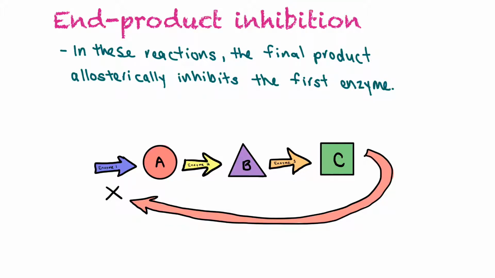A real-life example of this would be the reaction where threonine, which is an amino acid, is converted into isoleucine, which is the end product, and there's a whole bunch of intermediates along the way. As isoleucine levels rise, it will bind to an allosteric site on enzyme 1 and inhibit it, and then it stops the pathway, so no more threonine can be converted into isoleucine.